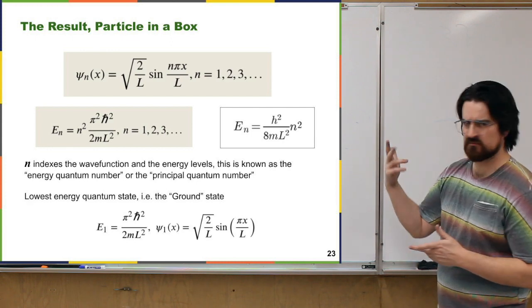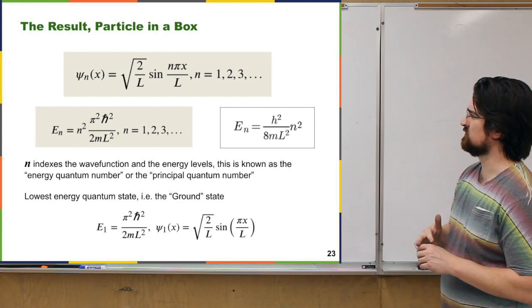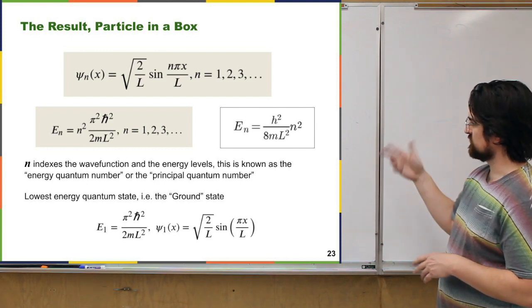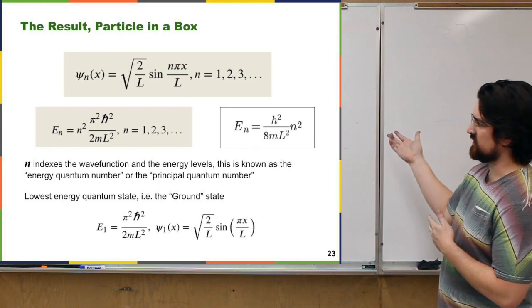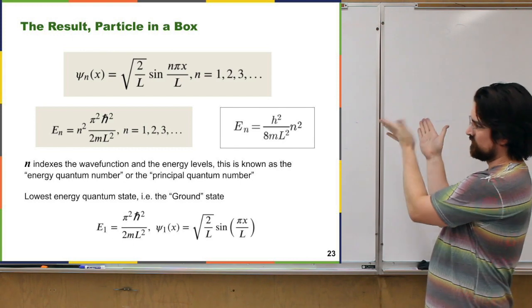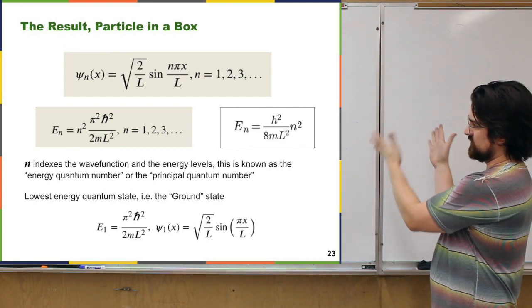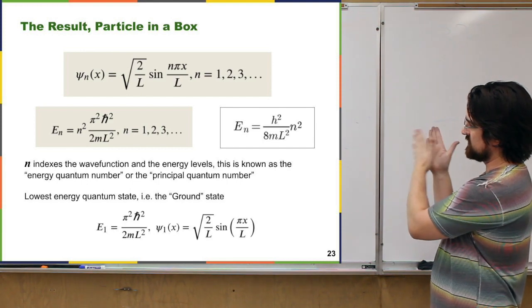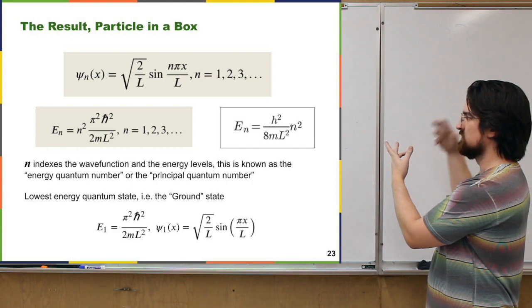The book keeps h bar and the pi's around. I don't know, I think it's a lot cleaner if you replace h bar with h over 2 pi and get rid of those. So that was the one I got in the derivation over there. But yeah, it's basically some constant stuff, well, for a particular particle, h, m, and a particular length of this box L. It's just those values multiplied by this integer n squared.